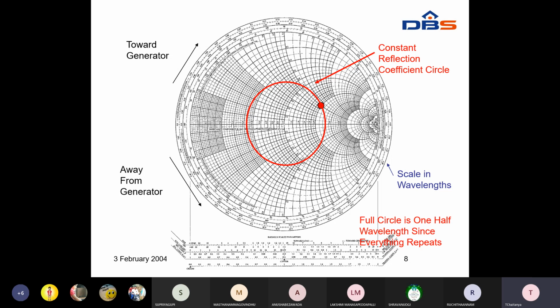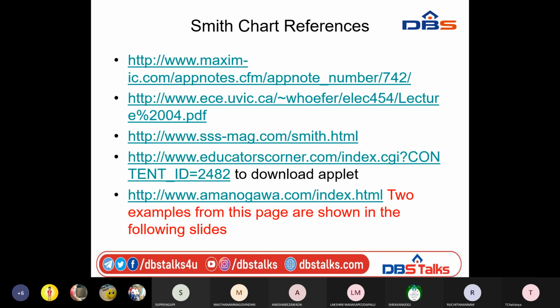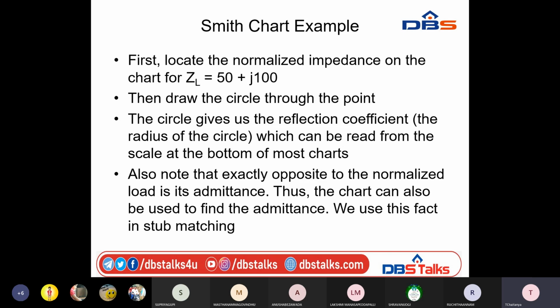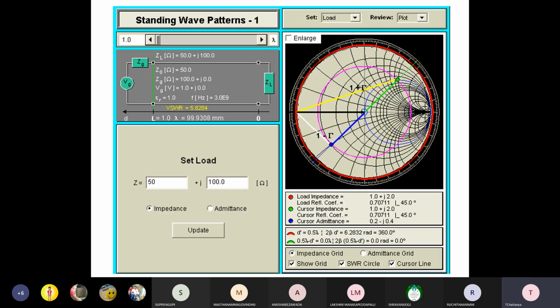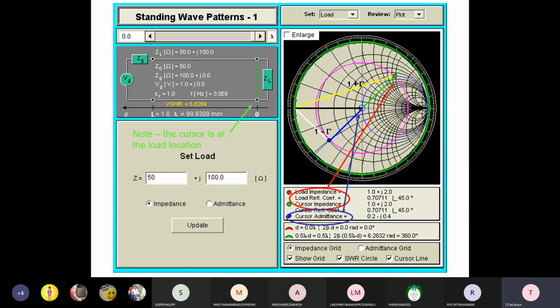Whenever we have a full circle, that can be represented in terms of wavelength, so that can be lambda by 2. The total wavelength scale in a Smith chart is 720 degrees. So these are the reference scales. It's a tool, a standing wave pattern tool. Through the tool we can find the Smith chart values.